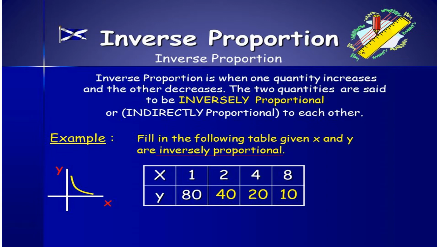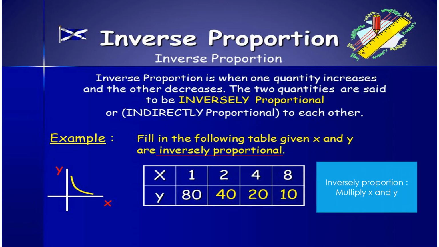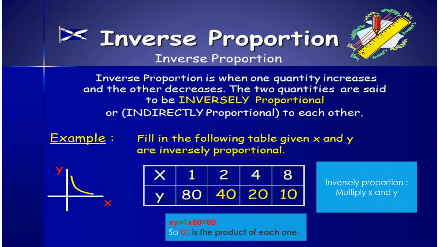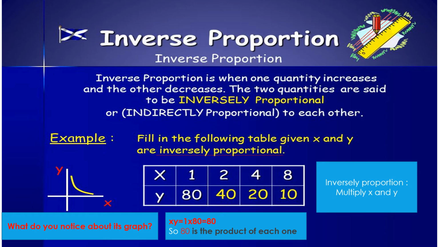So when we say inversely proportional to each other, it means you are multiplying x and y to get the same product. As you see here in the table, 1 times 80, 2 times 40, 4 times 20, all of them have the same product. So its equation is xy equals 80. Let's look at the graph. As you notice, the graph has a curved shape.